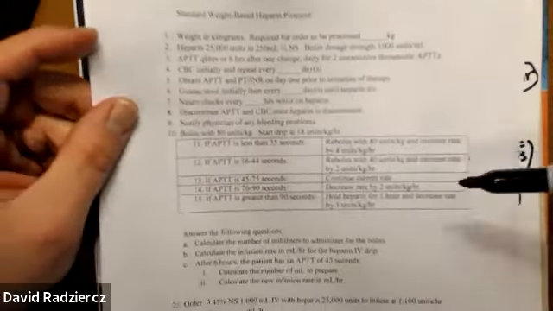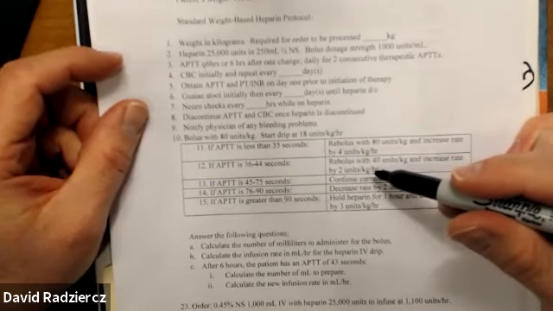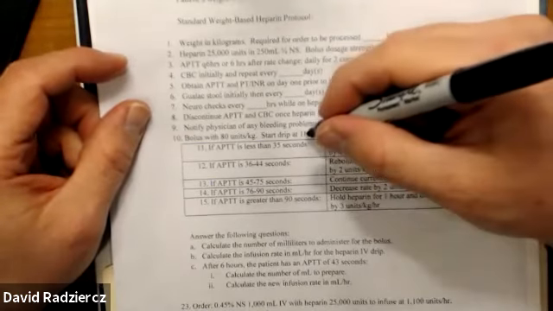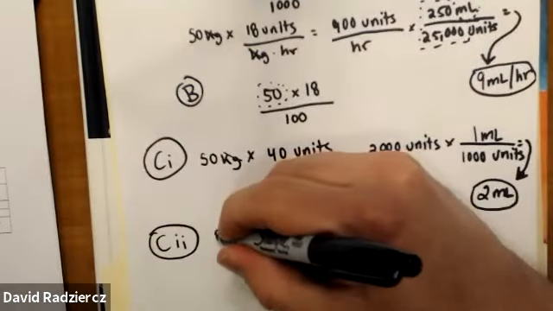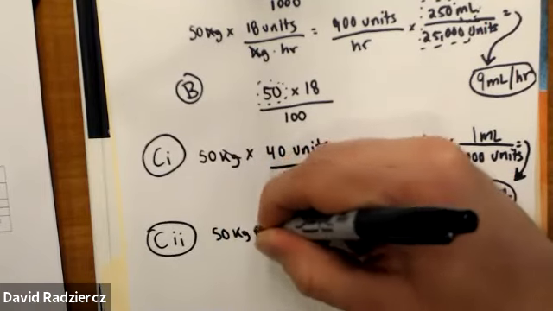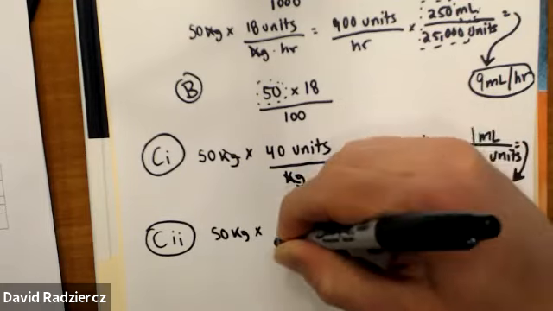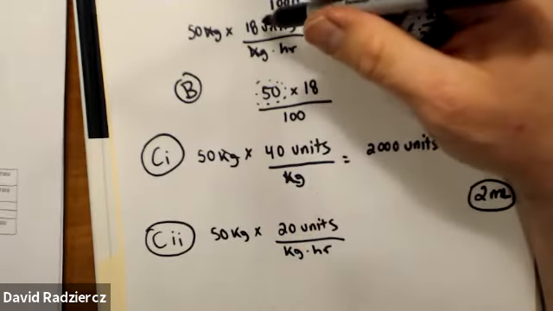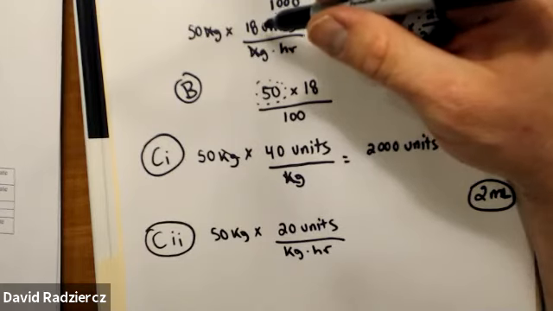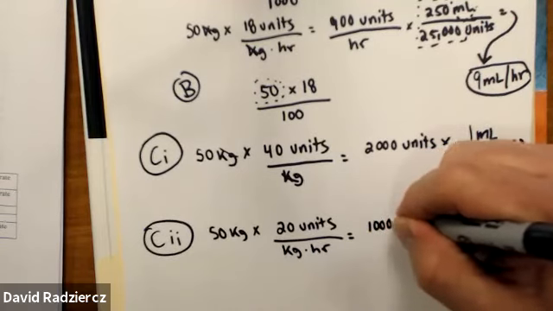Now, C2 is calculating the change in infusion rate. So it says we're going to increase the rate by 2 units per kilogram per hour. We started at 18 units per kilogram per hour. So 18 plus 2 is 20. So I have 50 kilogram patient times now 20 units per kilogram per hour. So remember, I'm adding 2 to the 18. That will give me 1,000 units per hour.